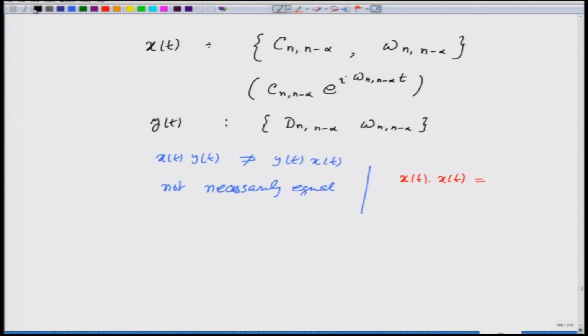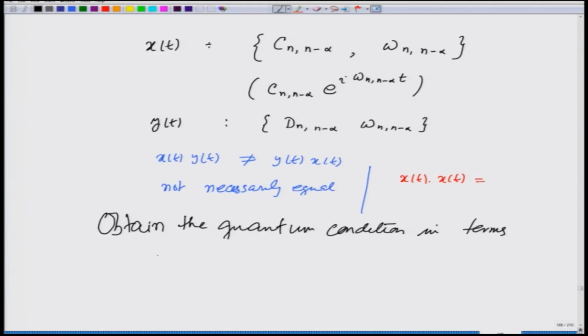And what we want to do in this lecture is obtain the quantum condition in terms of these numbers C and omega. That is our goal.